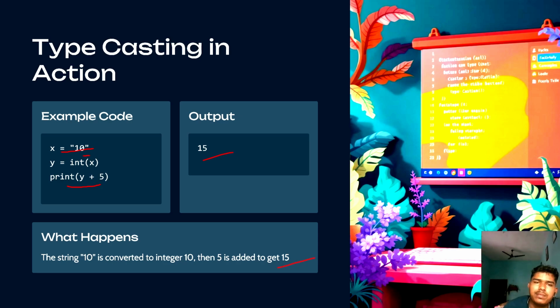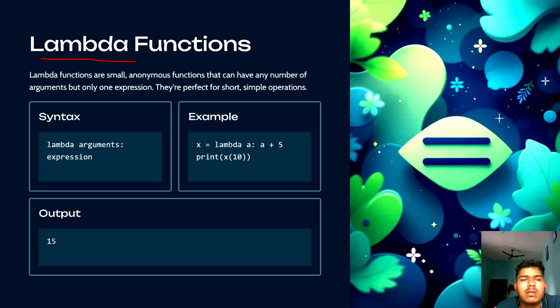The next one is lambda function. Lambda functions are small anonymous functions that can have any number of arguments but only one expression. So they are perfect for short, simple operations. Syntax: lambda arguments: expression. The example is x is equal to lambda a: a plus 5, then print x of 10. So the output is 15. Like the value of a is 10, then 10 plus 5, then we get output 15.